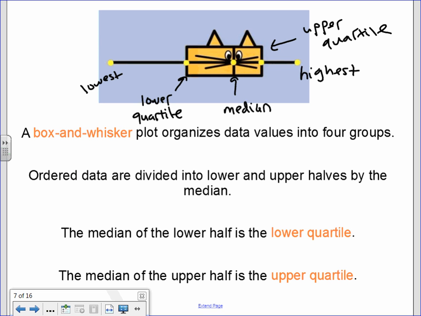Something I do want to point out is how much of the data would be in the different places. Each of the 4 sections represents 25% of the data. This whisker down here would be 25% of the data points. This half of the box would be 25% of the data points. This half of the box, another 25% of the data. And then this whisker up here, 25% of the data. That's something very important to know.